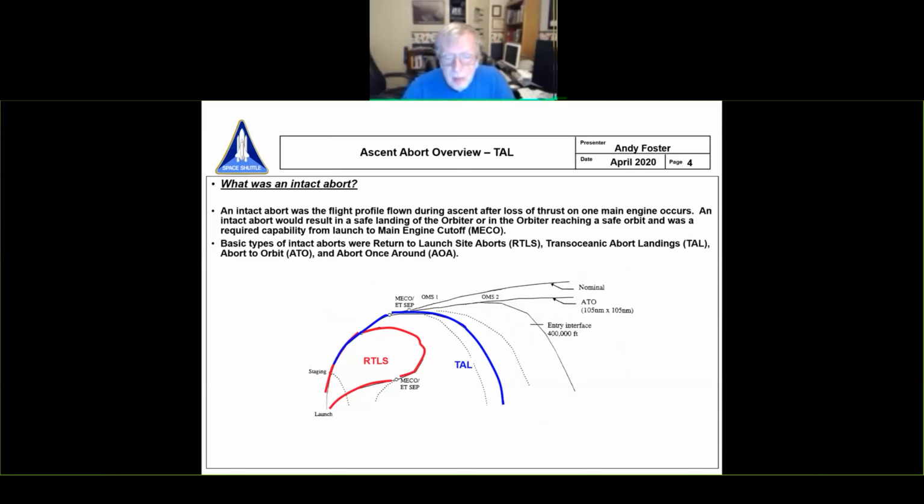The next type of abort, the one you'd really like to fly, and the only one that we actually did fly, which was abort to orbit, would put you in a 105 nautical mile circular orbit. That'd give you a safe orbital stay time of 24 hours without having to do anything else, and you can go up and figure out what you could do, what you didn't have to do, and whether you need to come home or whether you could stay up and do your mission. And then, of course, the last intact abort we're going to talk about is an abort once around.